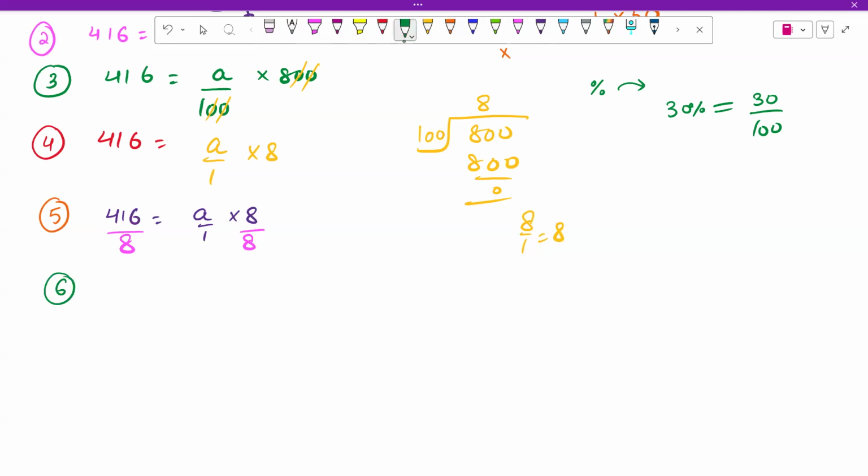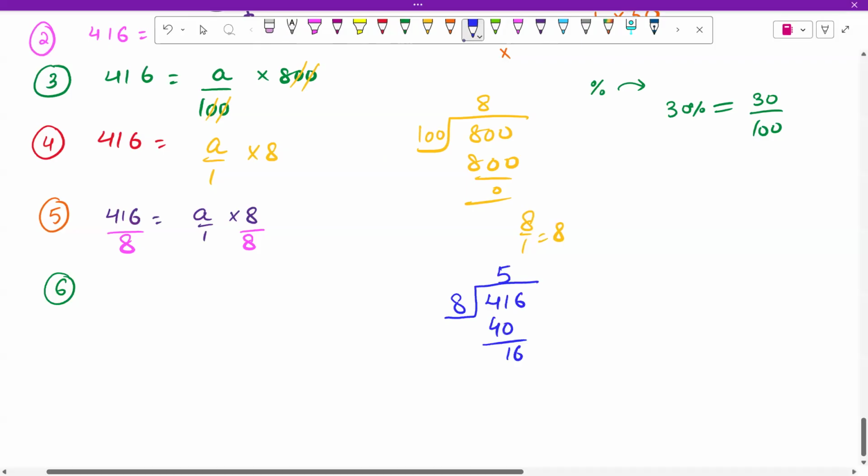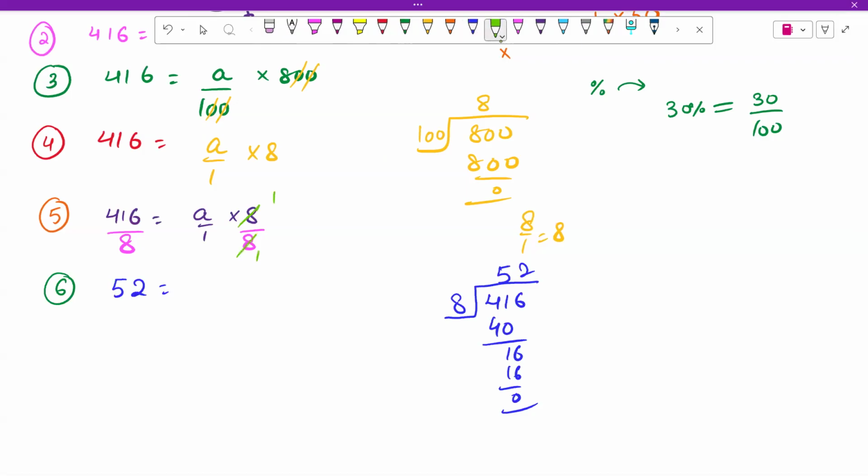Now the next step, 416 divided by 8 is how much? Yeah, I'm doing it. Which number does it go on? 8 fives are 40, 16, which goes on 8 twos are 16, and here we get 52. This is 8 ones are 8, so everywhere we are left with ones, right? Everywhere left with ones. Okay.